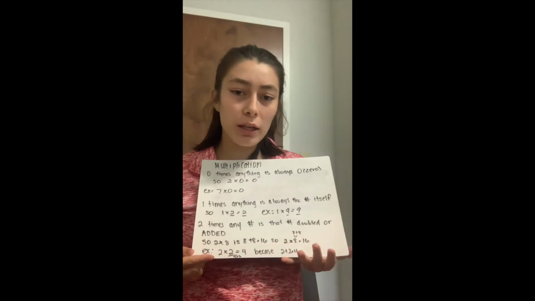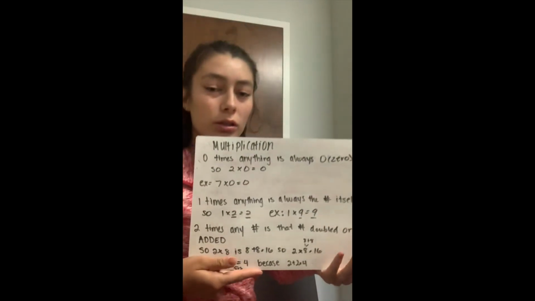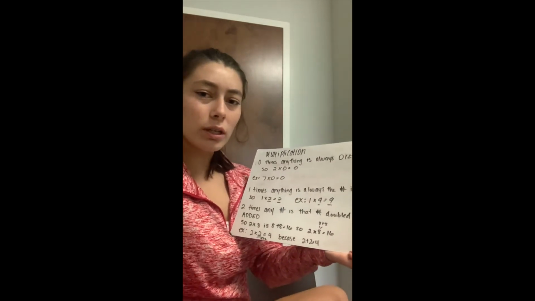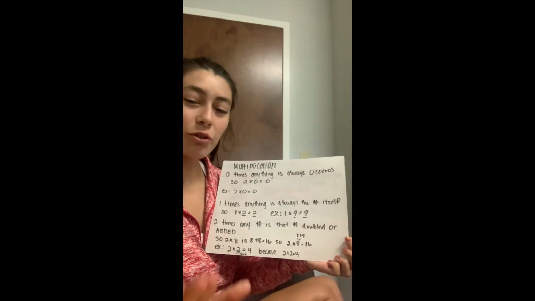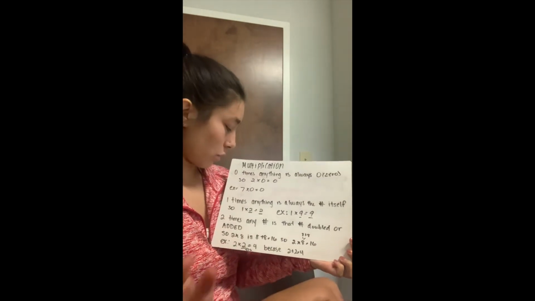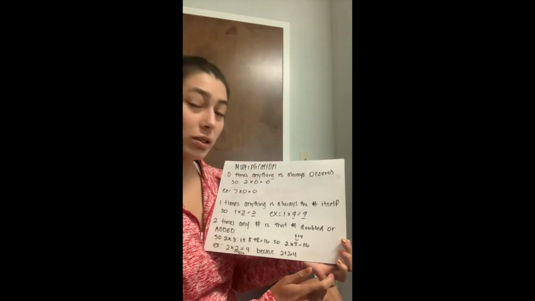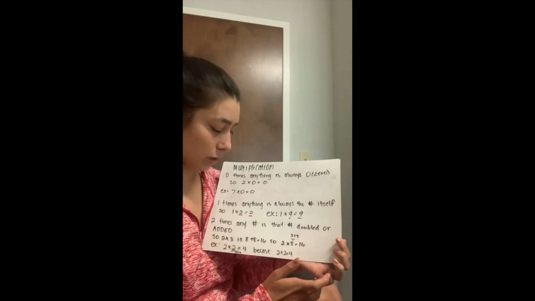So for multiplication, we're going to start off with just a couple, not exactly definitions, but almost like definitions. So 0 times anything is always 0. Whatever multiplies 0 will always be 0. So 2 times 0 is 0. And then another example is 7 times 0 will always equal 0.